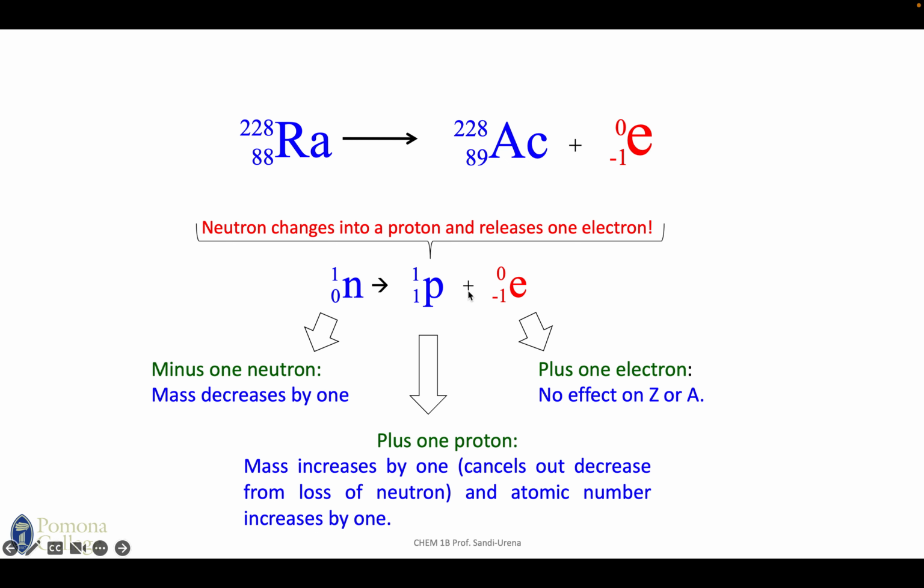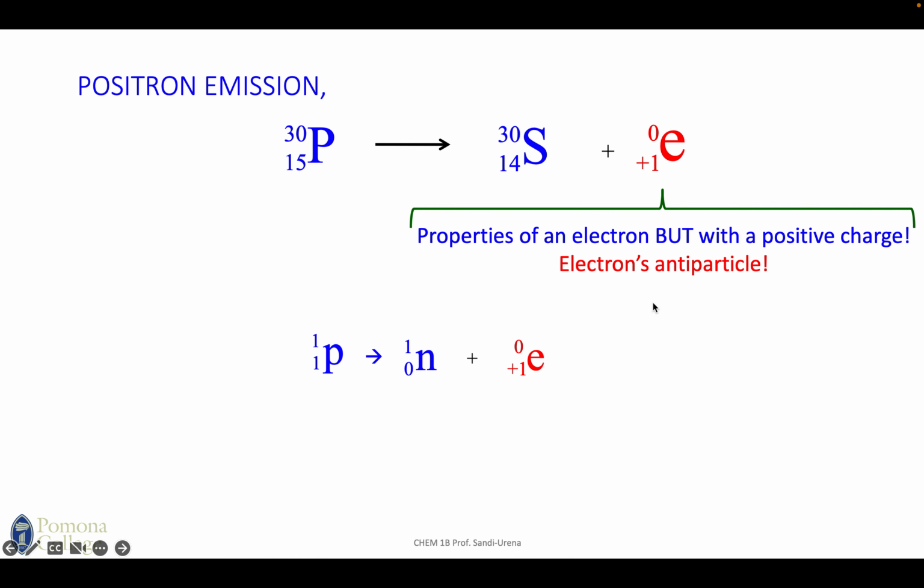Okay, so when we think of beta emission, we think of a neutron producing 1 proton and 1 electron. And that helps us better understand the concept. The positron emission would produce the antiparticle of the electron, which looks just like the electron, only that it has that positive atomic number.